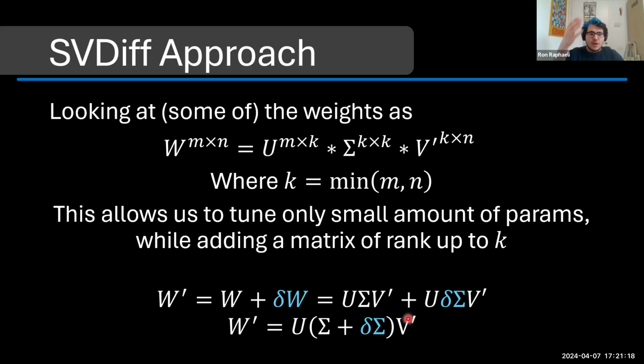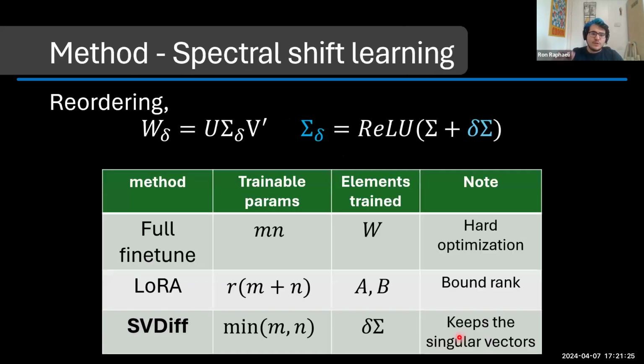אז במקום ללמוד, כמו שראינו מקודם, אני לומד רק את הדבר הזה, את אותה מטריצה אלכסונית, דלתא סיגמה. עכשיו, אם אנחנו משווים את הדברים האלה אחד מול השני, ב-fine-tuning מלא של המודל, יש לנו MN פרמטרים, בלורה יש לנו RM ועוד RN פרמטרים, וב-SVDiff יש לנו רק המינימום של M ו-N פרמטרים. נשים לב לסימונים: איך שב-SVDiff הם קראו לדברים האלה, סיגמה דלתא זה בעצם ה-ReLU של סיגמה המקורי ועוד הדלתא סיגמה שאנחנו לומדים, כש-ReLU בא כדי לוודא שהערכים הסינגולריים יהיו רק חיוביים או 0, וה-W דלתא זה בעצם אותו U, הסיגמה המעודכן וה-V-Transpose, שזה מה שראינו מקודם, שמאפשר לנו לעשות את זה ביחד.